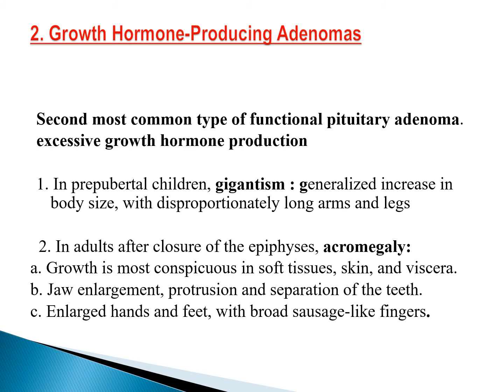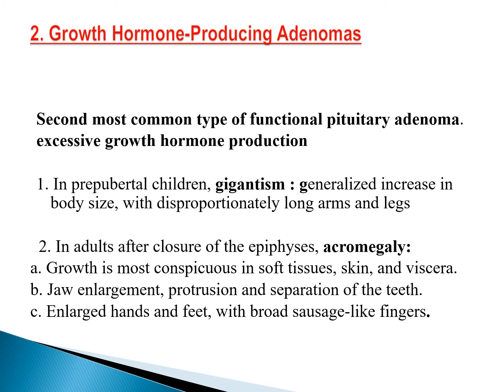The second most common type of functioning pituitary adenoma is called growth hormone producing adenoma, with an excessive production of the growth hormone. The clinical manifestations depend on the age of the patient. If the patient is a kid, prepubertal, قبل مرحلة البلوغ, the disease that is caused is called gigantism. Gigantism is generalized increase in the body size أو مرض العملاقة with disproportionately long arms and long legs with a shorter trunk.